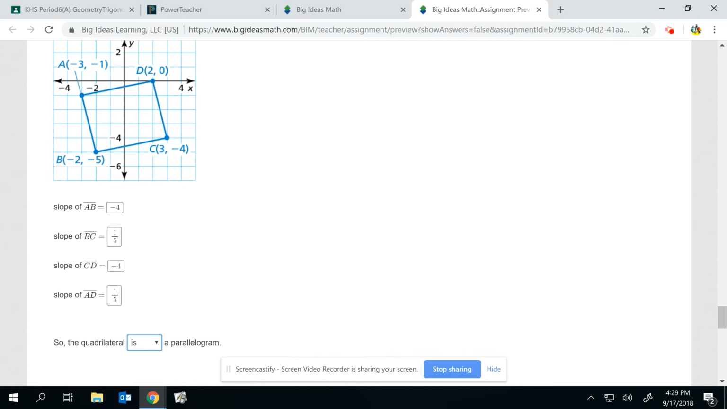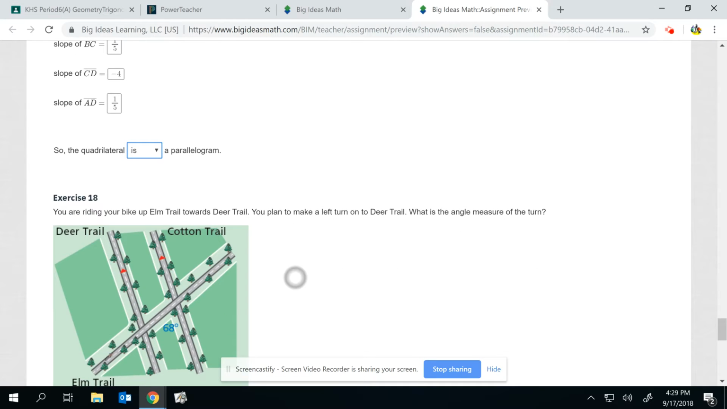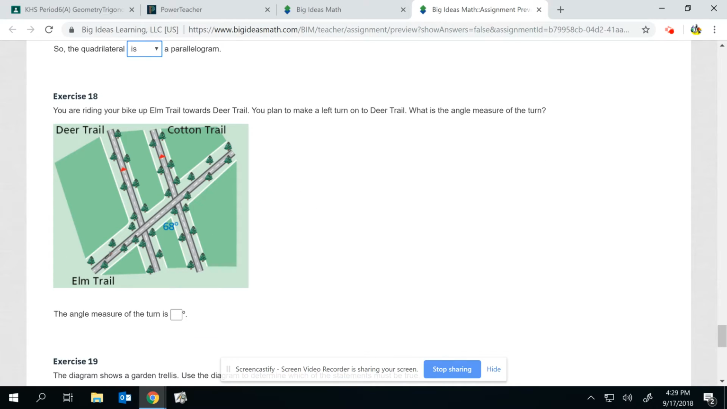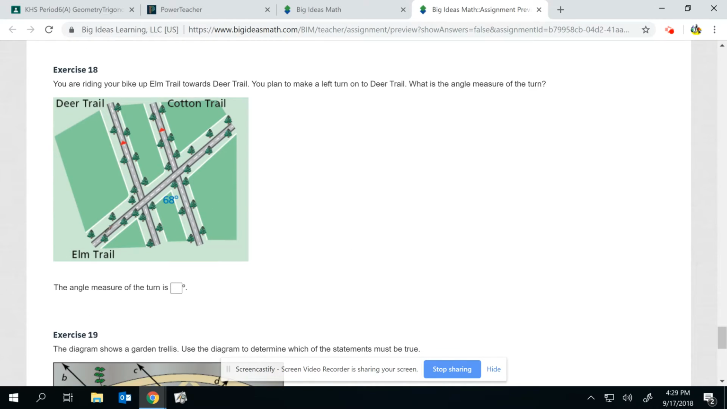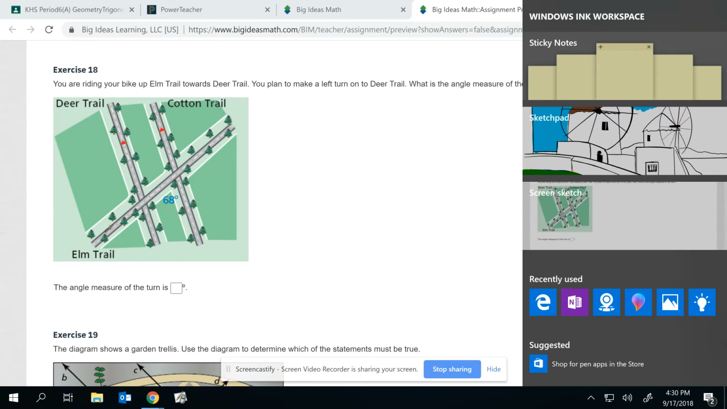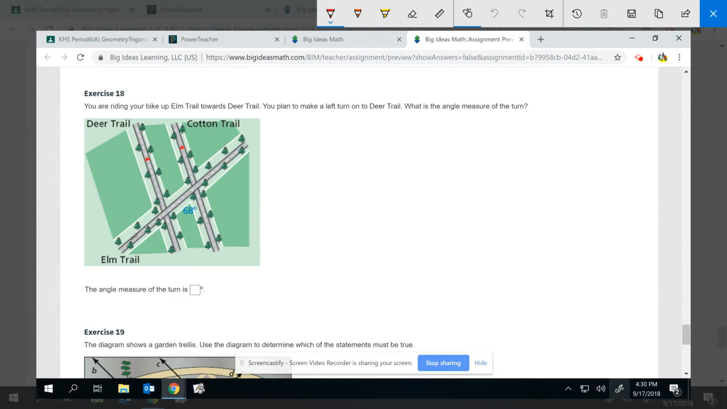All right, there's 17. Now let's go to 18. Okay, you're riding your bike up Elm towards Deer. You plan to make a left on Deer Trail. Okay, so let's look at it and see. We're going up Elm Street towards Deer Trail. You're going to plan on making a left on Deer Trail. Okay, so what angle did you turn?